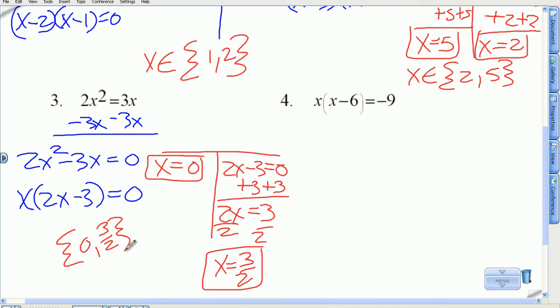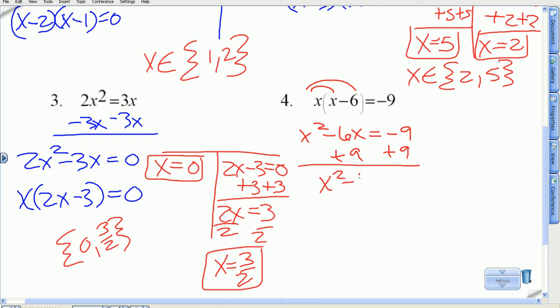For number 4, before I move that 9 over, I'm going to clean up the left side. I'll use the distributive property. x squared minus 6x is equal to negative 9. I'll add 9 to both sides. x squared minus 6x plus 9 is equal to 0. Now at this point, we are going to factor the trinomial. So I'm looking for factors of 9 that add up to be negative 6. That's negative 3 and negative 3.